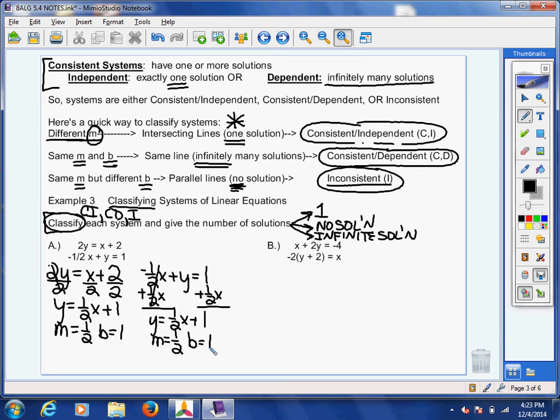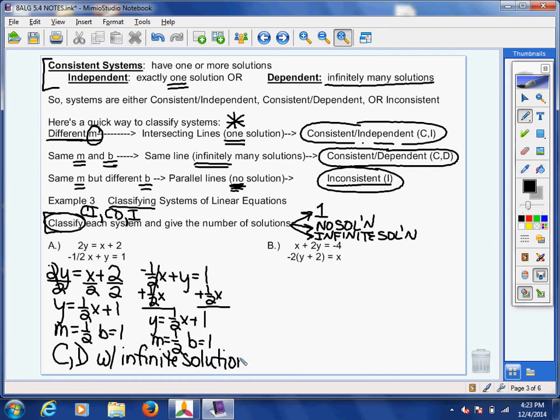Okay, so now I can actually do my comparisons. What it looks like is I've got the same slope, same y-intercept, so these are the same lines. That means it's going to be a consistent dependent system with infinite solutions.